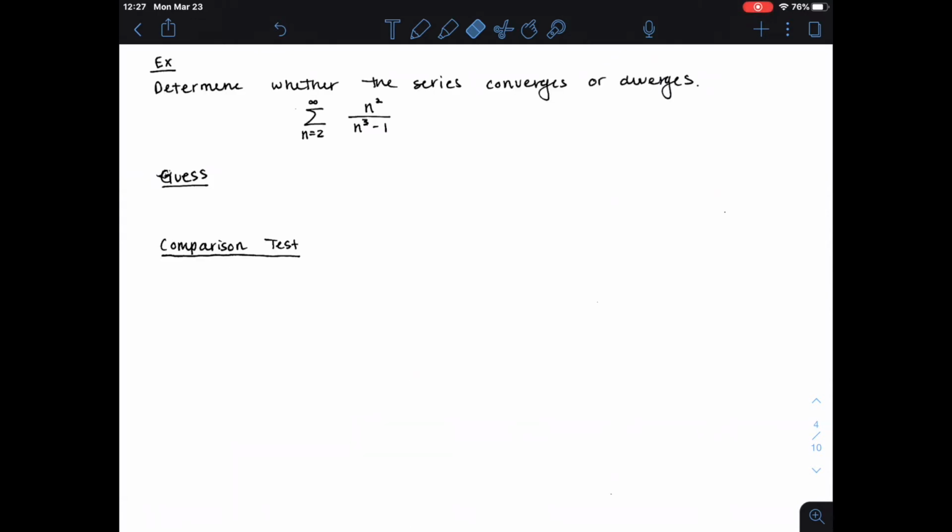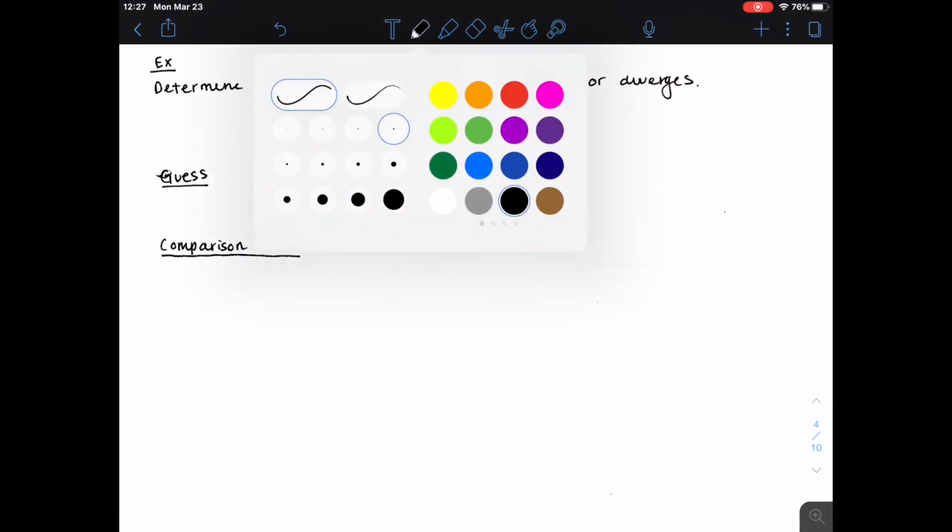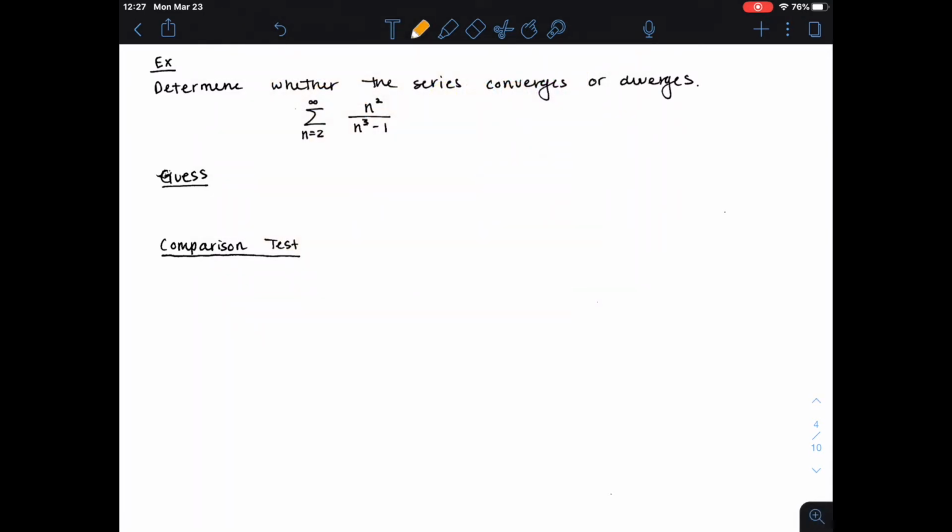So let's take a look at a couple more examples. Let's determine whether the series is convergent or divergent. So we've got the sum of n squared over n cubed minus 1. So the first thing we want to do is figure out our guess. If we ignore this minus 1, it's going to look like n squared over n cubed. So our guess is it looks like the harmonic series, which we know is divergent.